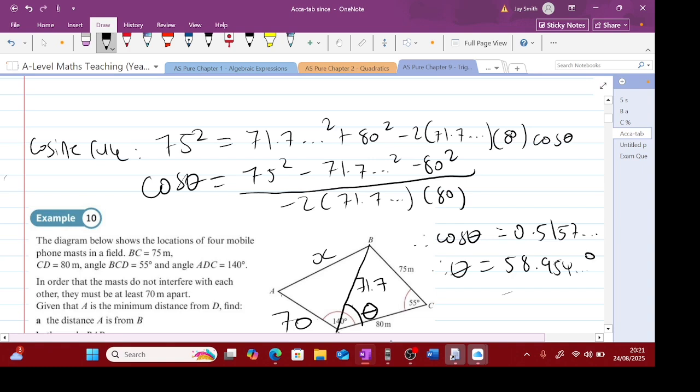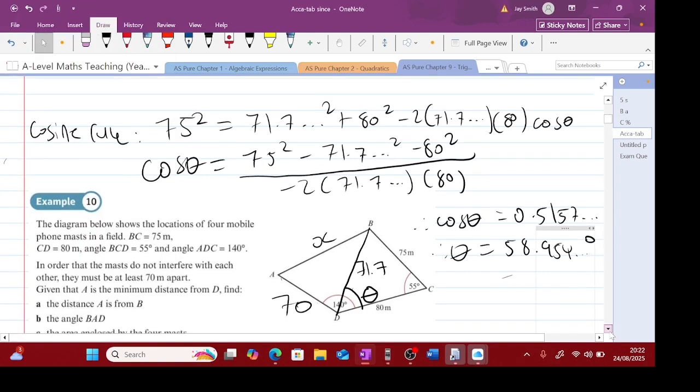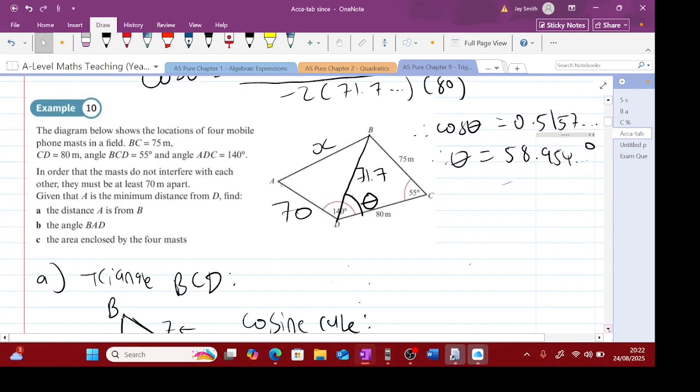Now again, I'm probably going to need to store that answer as well, as I might need the angle. So I'm going to do Ans, and then store it as the letter B, the next letter. So there we are, and I'm going to store that nasty decimal. So that's theta, which is 59 degrees if I round it, but obviously it's not the full answer. But there we are.